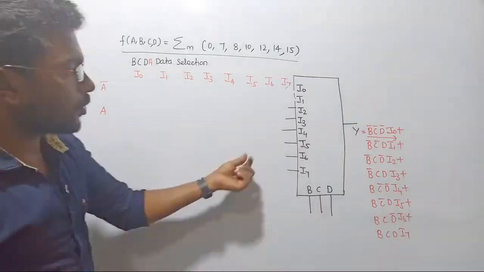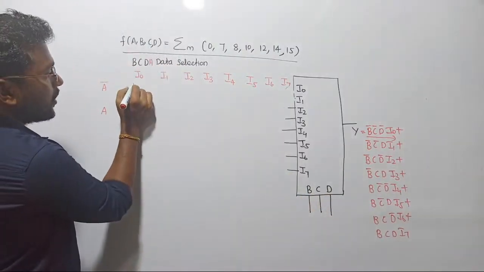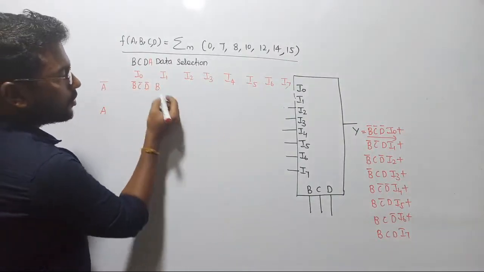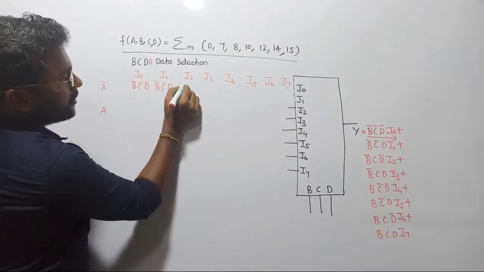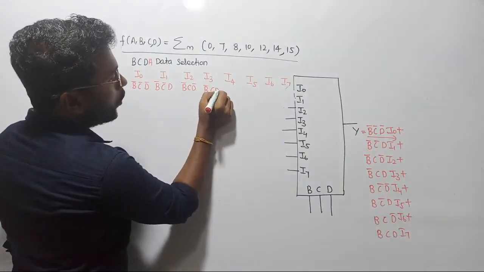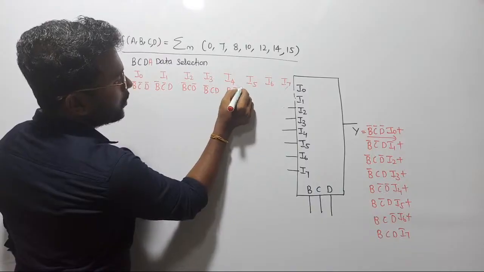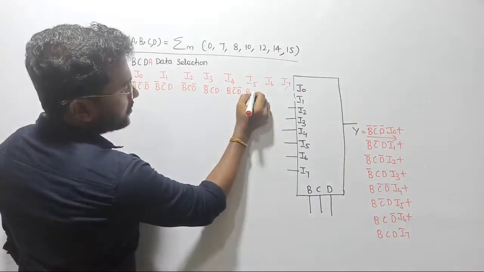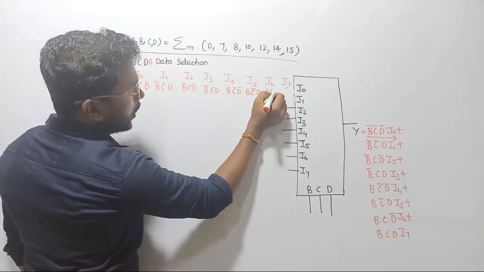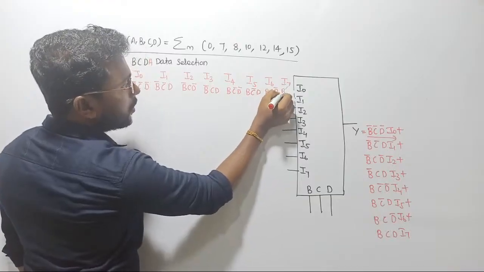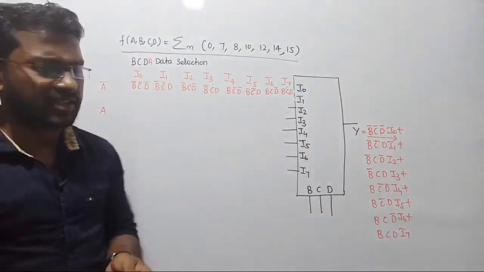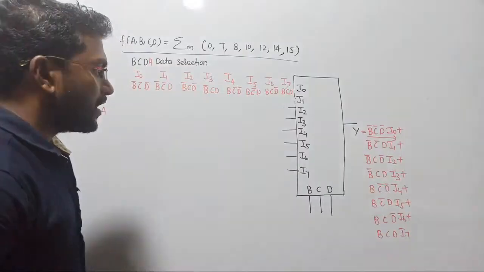Shall we start? Anyway, first the data selector, B, C, D, right? So we are going to consider B bar, C bar, D bar. Second, we are going to consider 001, then 010, then 011, then 100, then 101, then 110, and then 111. Correct? You please correct me if I make any mistake. No issues, because you know these things very well. Shall we start our journey with this?